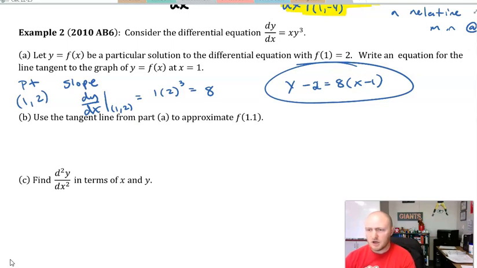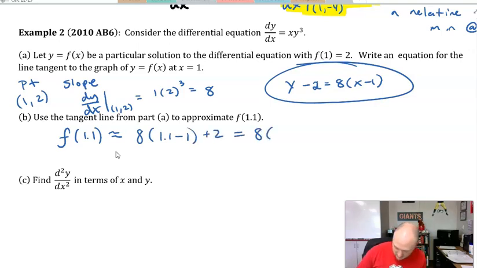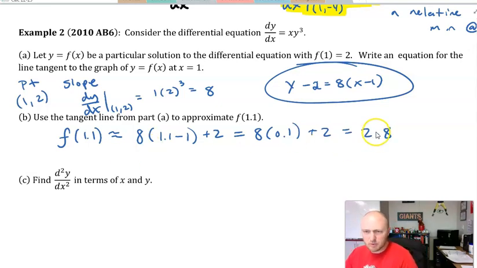B. If you haven't tried B yet, go ahead and try B. So for B, I am going to approximate f of 1.1 by plugging it in here. So 8 times 1.1 minus 1, and I'm going to add 2. This gives us 8 times 0.1 plus 2, which is equal to 2.8. So 2.8 is the approximation.